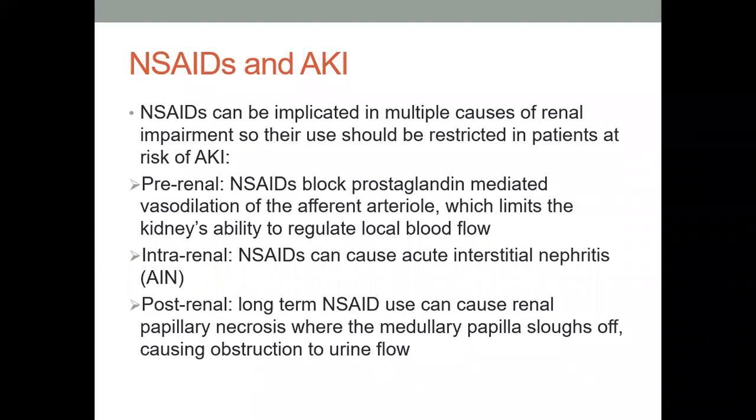In pre-renal, the pathogenesis is that they block prostaglandin-mediated vasodilatation of the afferent arteries, and this limits the ability of the kidney to regulate its own local blood flow. NSAIDs have also been implicated to cause acute interstitial nephritis, which is a cause of renal AKI. Long-term use of NSAIDs can cause renal papillary necrosis, leading to sloughing of the medullary papilla, and this causes obstruction to urine flow. So you can see your NSAIDs can actually affect your kidneys at the different stages of development of AKI.